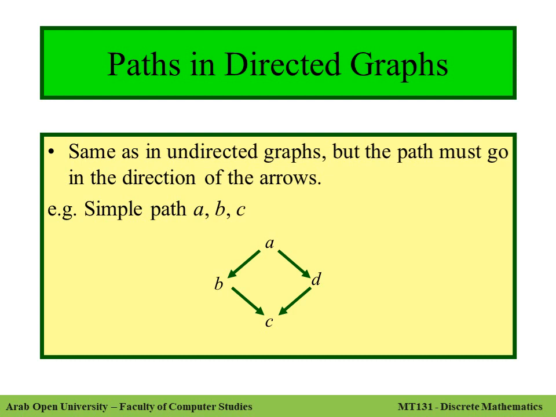Here's a directed path. For example, if you want to start at A and end with C, you can go from A to D and then from D to C. A, D, C is a directed path from A to C. But there is no path that starts at C and goes anywhere, and there are no edges that start at C. In a directed graph, remember, you have to worry about the direction. You have to follow the direction of the arrow.